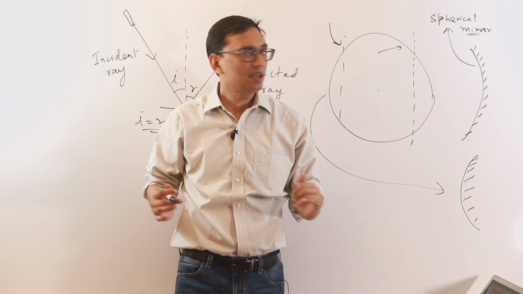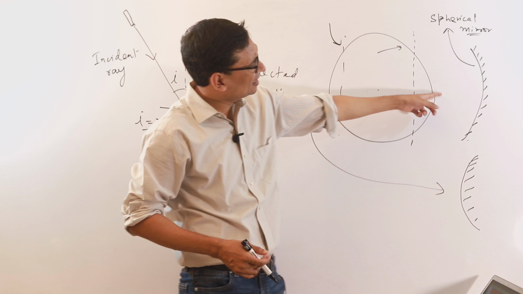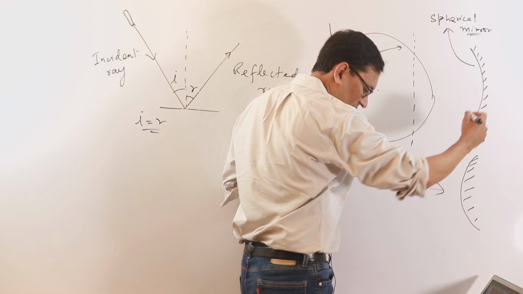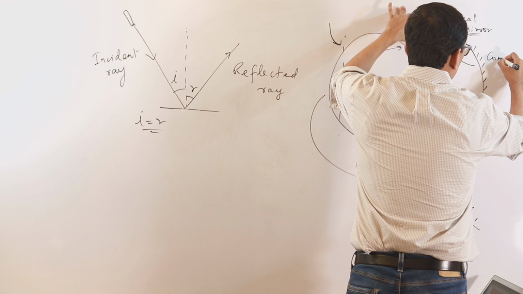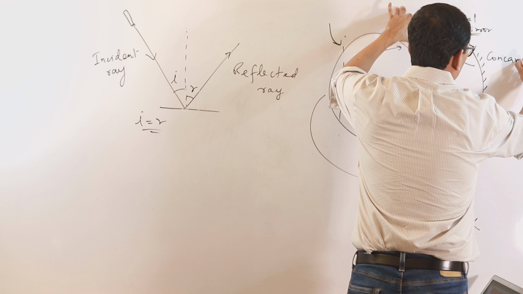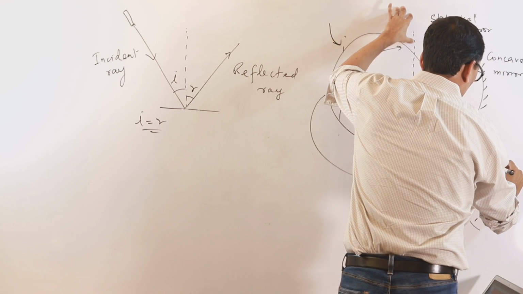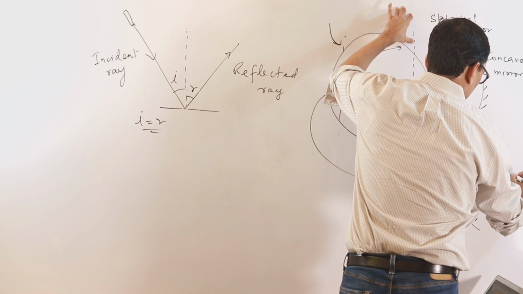Okay, now what are these mirrors called? Now they're obviously different, so they have to have some names and different names. So this mirror we call a concave mirror, and this we call a convex mirror, right?